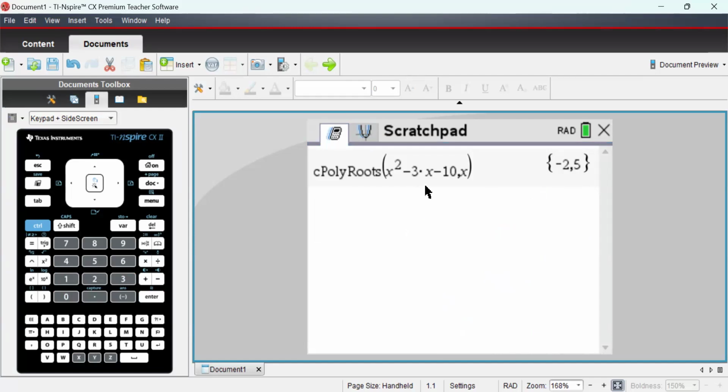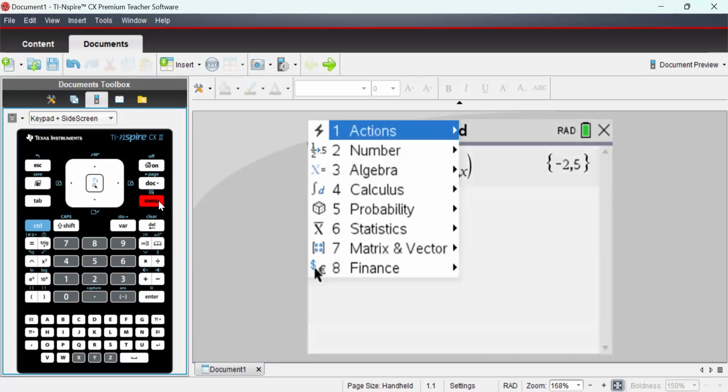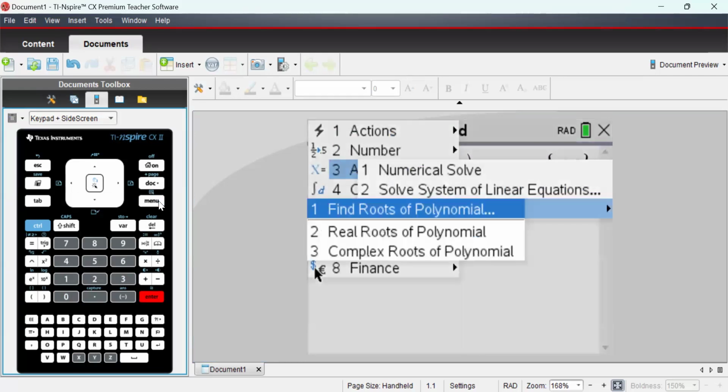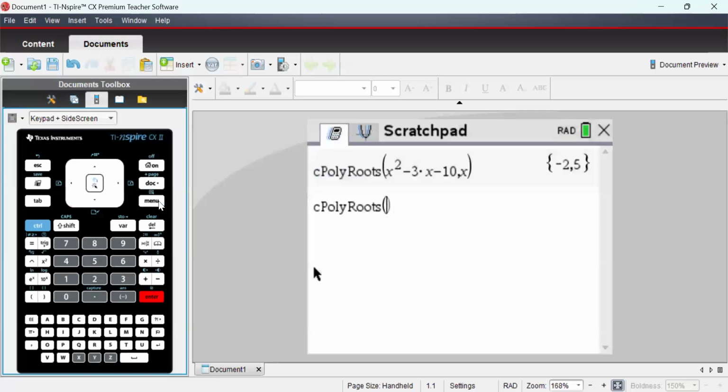I'm going to do the other ones and then I'm going to show you how to write those out. So menu, algebra, polynomial tools, complex roots. All right, let's put this equation in without the equal sign and put comma X at the end and hit enter. And this one will cross the x-axis at 3 and 8.